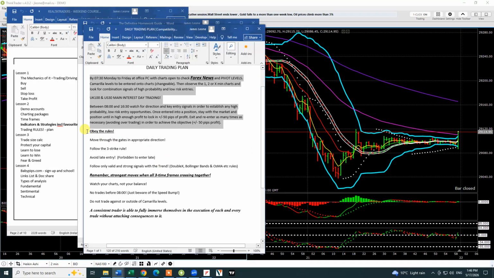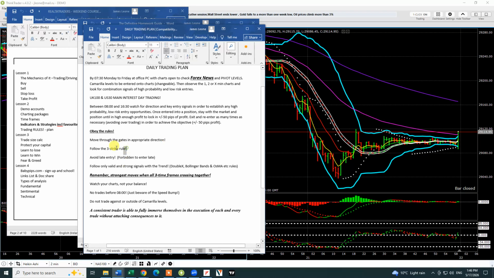But below here, from here down, obey the rules. You should not edit. You should obey the rules. You must obey the rules. Move through the gates, assuming you've learned them and you know what they mean. Move through the gates in the appropriate direction. We discussed them in lesson 3.